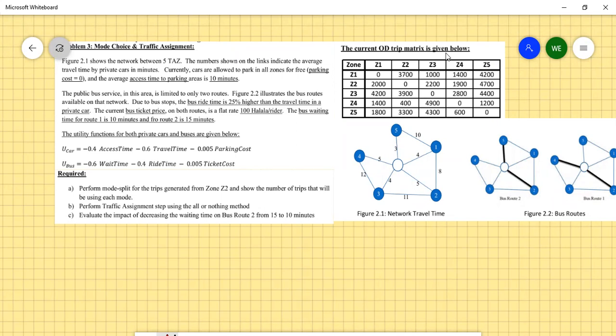As we can see here, we have 5 zones, and this is the OD matrix. These are the person trips between zones, and we can see that within the zone itself there are 0 trips. So these are the intra-zone trips, and the trips between the zones. This is what we call the OD matrix. That means from zone 1 to zone 2 we have 3,700 trips going, and from zone 2 to zone 1 we have 2,000 trips, and so on. Clear? Okay.